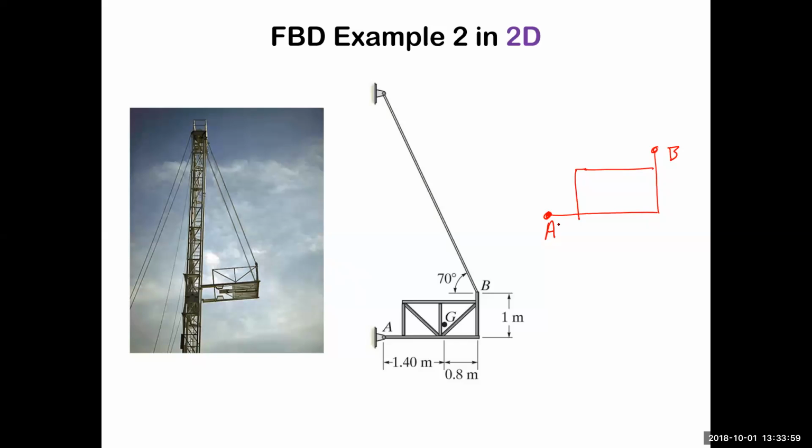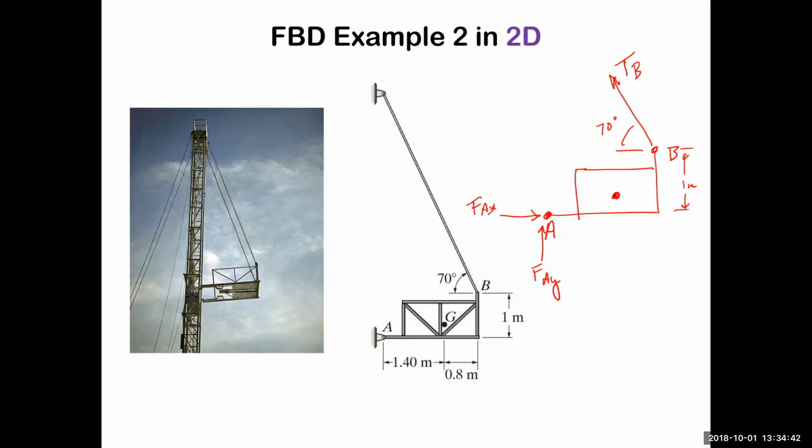And at the pin, we would draw two forces there. One which would be pushing out, FAX, and one that would be pushing up. At B, we would have this tension force. To be complete, we would have to draw that 70-degree angle. We should also label the relevant dimensions, like this distance here is 1 meter.